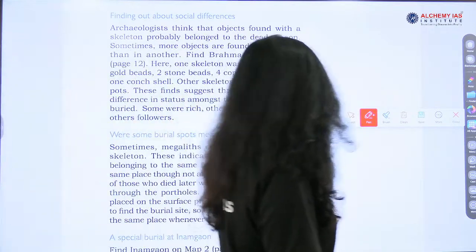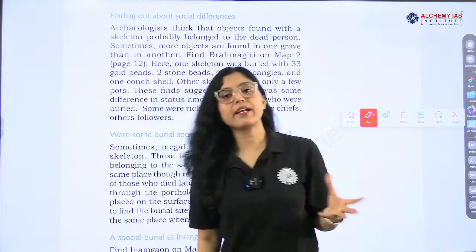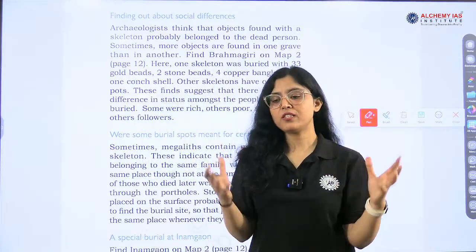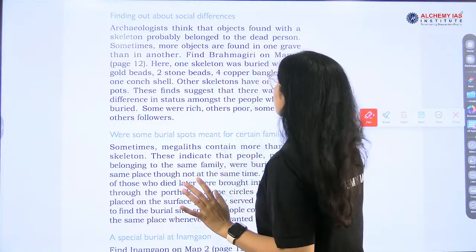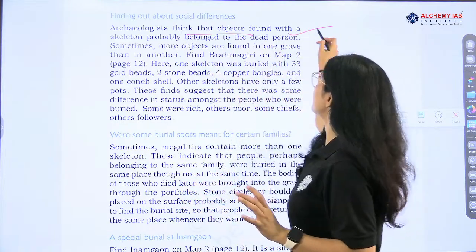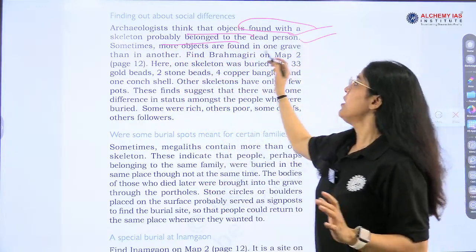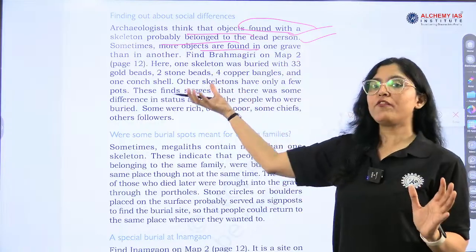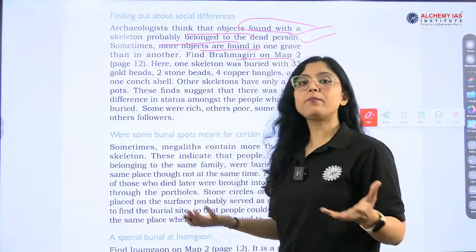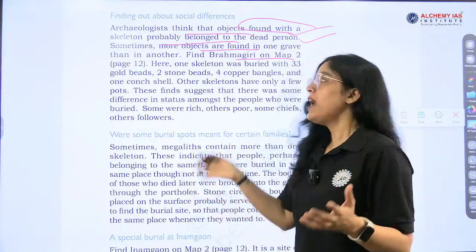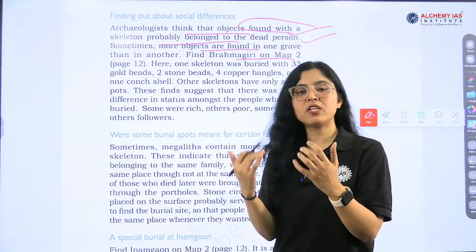Social differences. Was the society segregated? Was there any social difference? How do we know that? Everything is based on evidences, right? Archaeologists think that objects found with the skeleton probably belong to the dead person. If more objects are found, it means that person has a good status, and if fewer objects are found, it means there is some social difference, right?